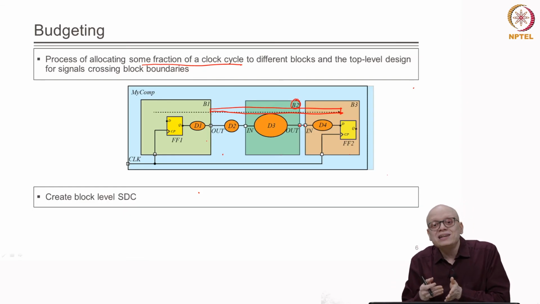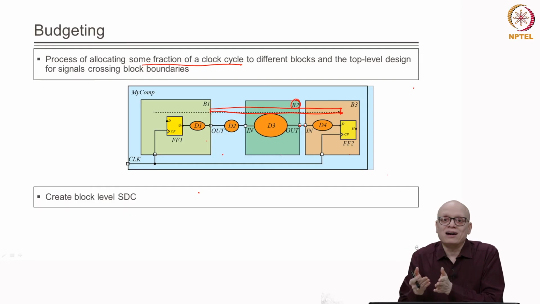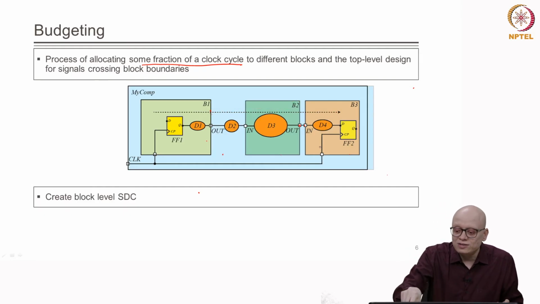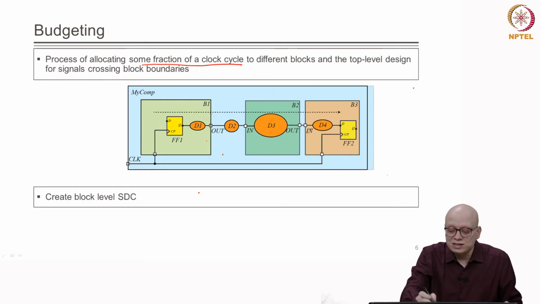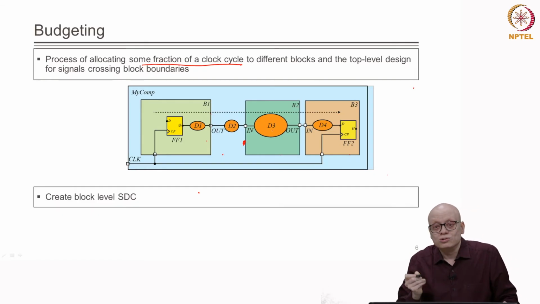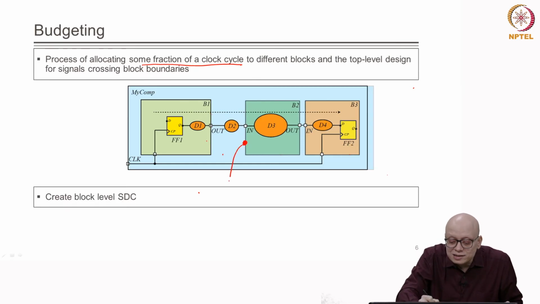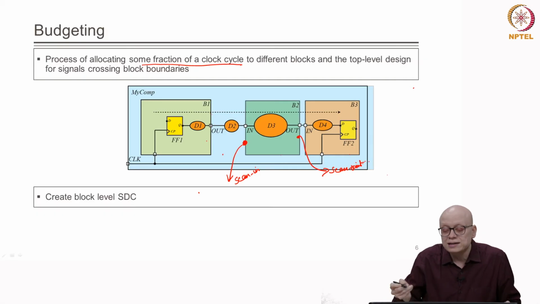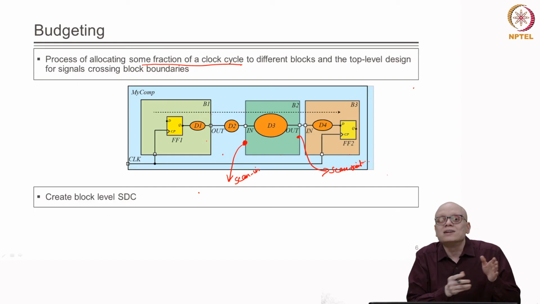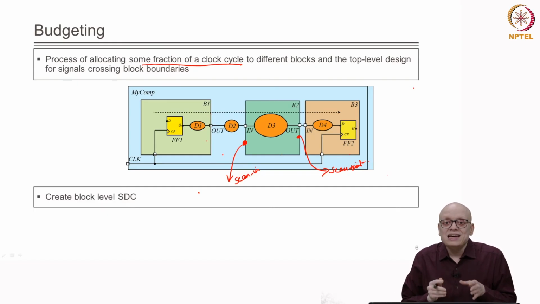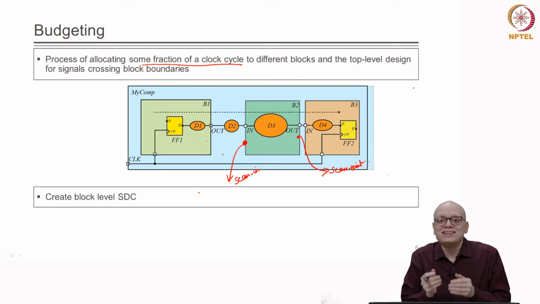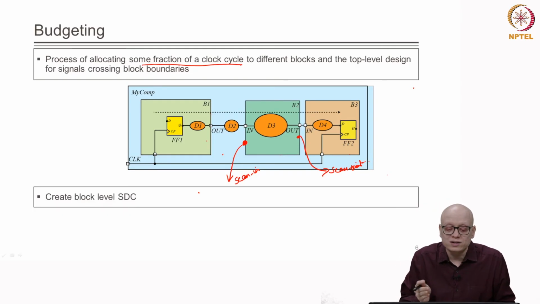And it may also be related to the test or DFT part. For example, if there is a scan chain which takes input in this block B2, we have to say where the scan in port is and where the scan out port is for the block. Then this scan in and scan out can be connected further to other blocks and so on. So, the test will also enforce some constraints at the block level, and that must also be conveyed when we are creating blocks.